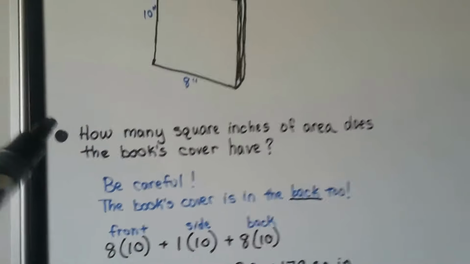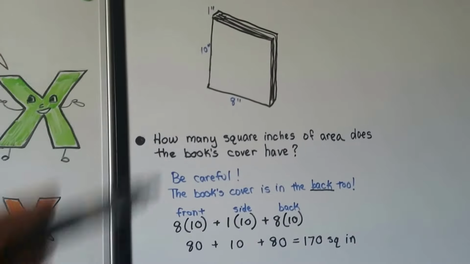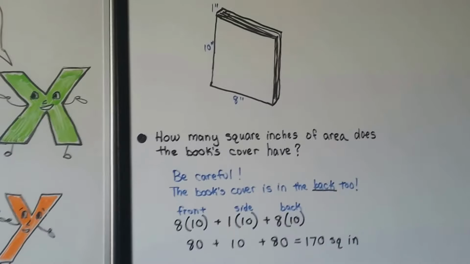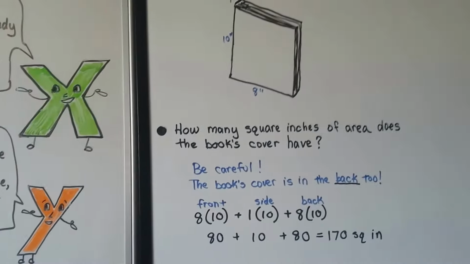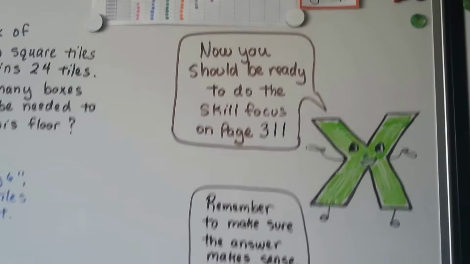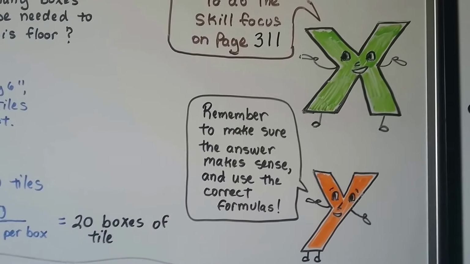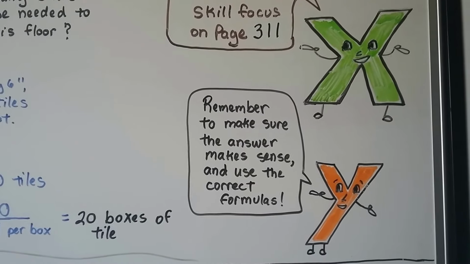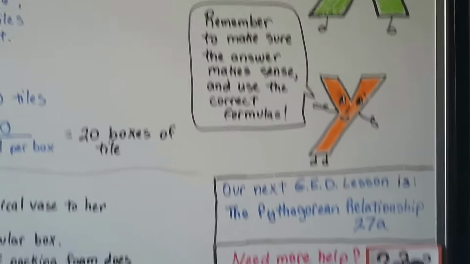So be very, very careful when they show you a drawing or a diagram. Don't just think that we're talking about the front here. You have to use common sense and say, well, the book's cover goes all the way around the book, doesn't it? Okay? So you should now be ready to do the skill focus on page 311. And remember to make sure that your answers make sense and use the correct formulas. Make sure if you're looking for area, you use an area formula. When you're looking for volume, use a volume formula, okay?